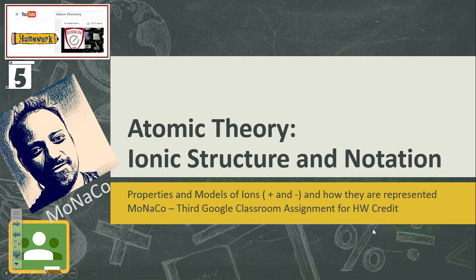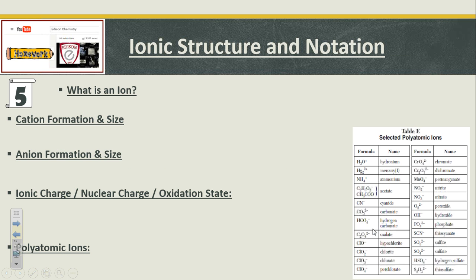Next note is ionic structure and notation, not isotope structure and notation. So we're going to hit up properties and models of ions, both positive and negatively charged, anions and cations, and how they're represented. So you'll have a Google Classroom assignment to follow it up, and let's hit it. So, ionic structure and notation.